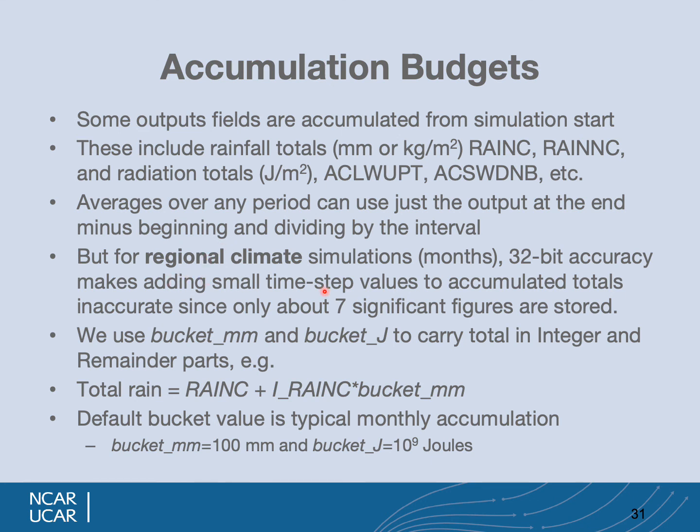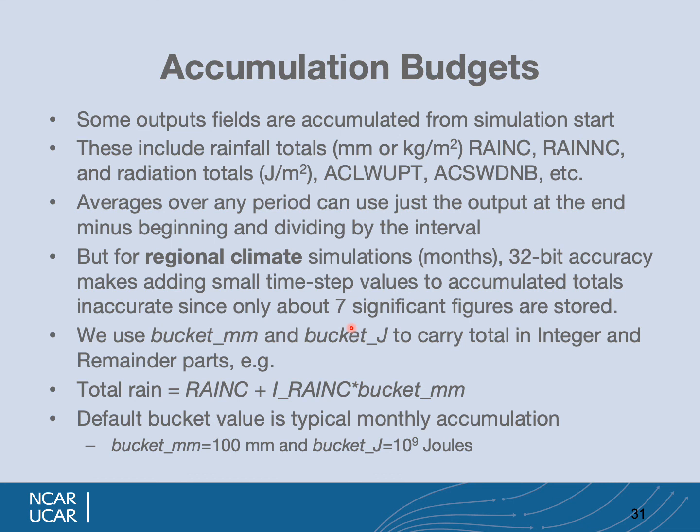So for regional climate simulations, and we typically run WRF with 32-bit accuracy, we're adding small time-step values to accumulated totals, which can be quite large. And 32-bit accuracy only carries about 7 significant figures. So after a while, you start adding very small numbers to very large numbers and not actually retaining the accuracy.